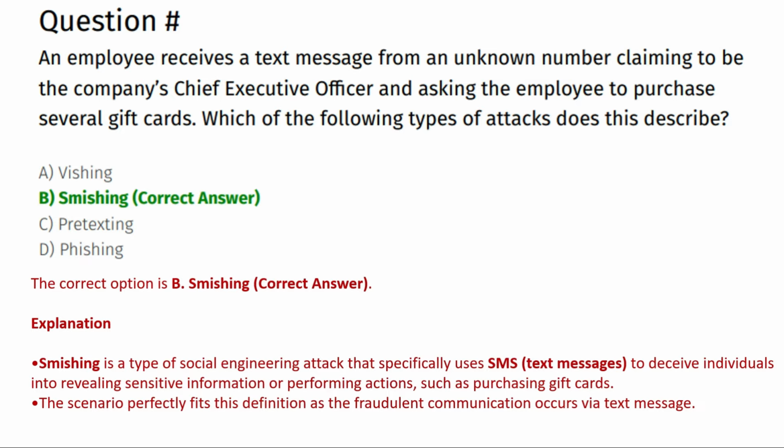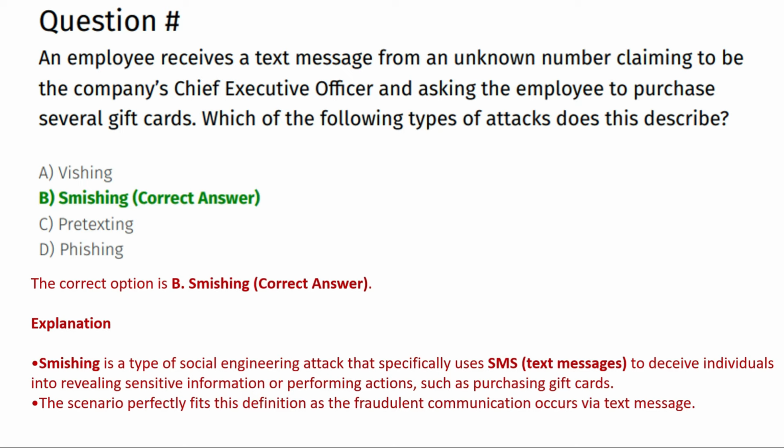And the next question is, an employee receives a text message from an unknown number claiming to be the company chief executive officer and asking the employee to purchase several gift cards. So which of the following types of attacks does this describe? Option A, wishing. Option B, smishing. Option C, pretexting. Option D, phishing. And the correct answer for this question is option B, smishing. So let's check the explanation.